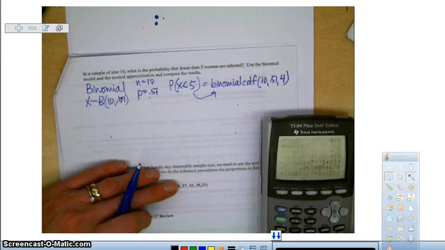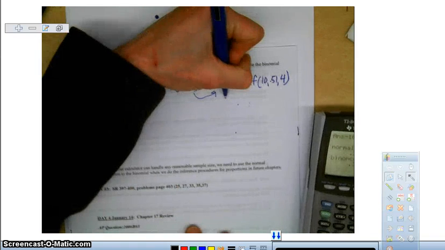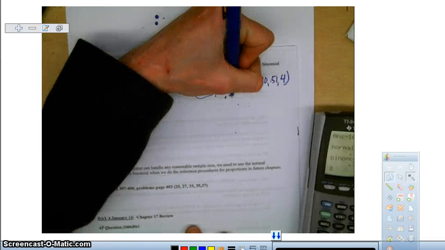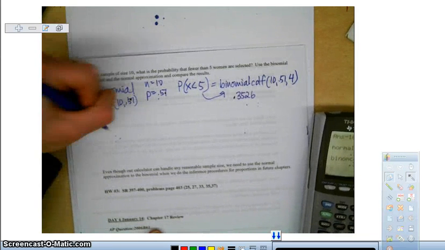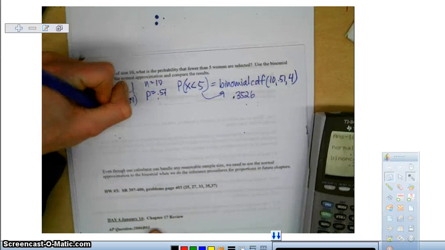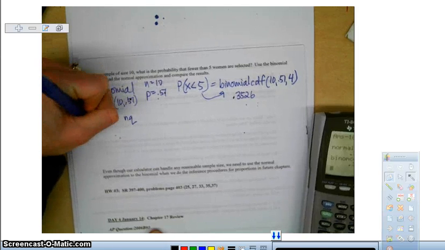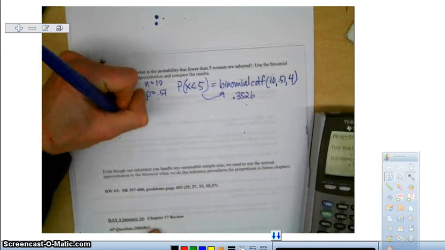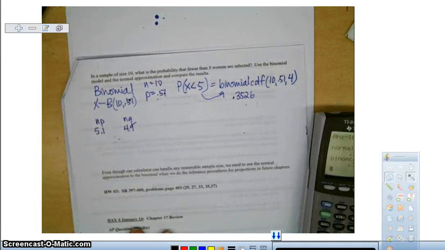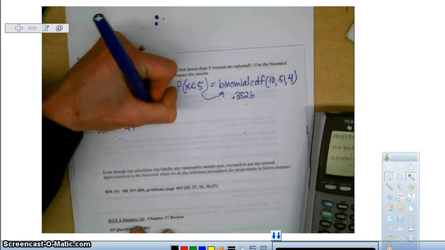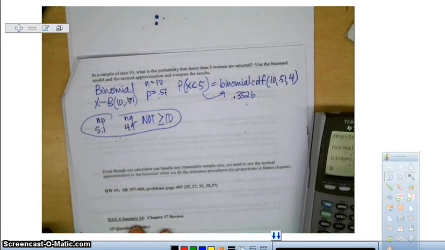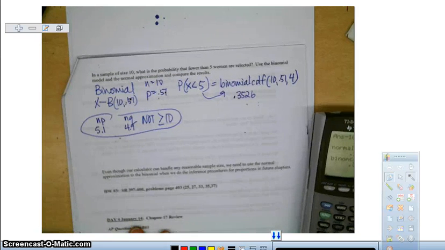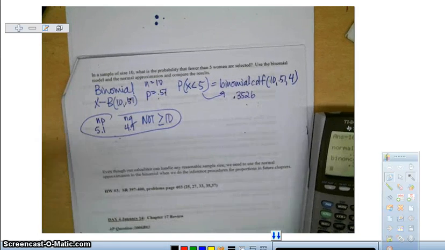So this time, what do you get for your binomial probability? 0.3526. Okay. So now, if you just check n times p and n times q, n times p is 5.1, n times q is 4.9. Are they greater than 10? Okay, so these are not greater than or equal to 10. So basically, that should be a red flag right there, that if you're going to change this to a normal, it's probably not going to be that good of an estimate. So now I'm just going to show you that.